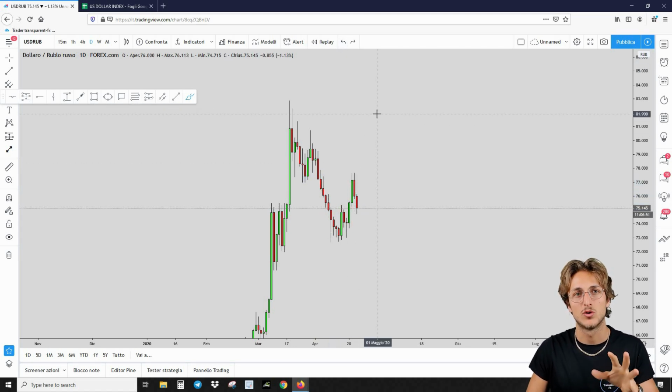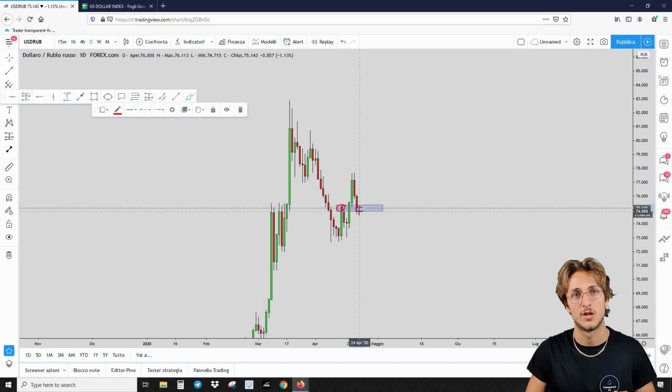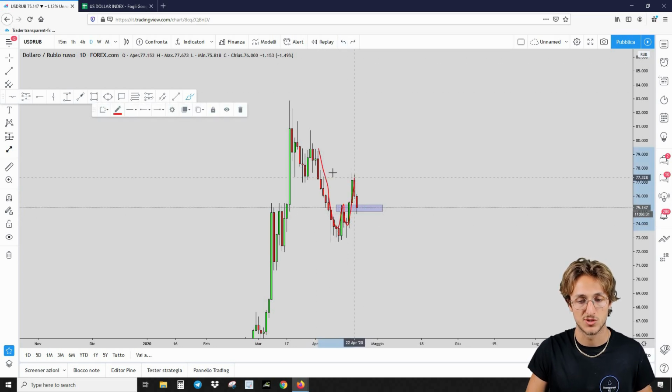But let's speak about where the market is at the moment. Now, from a technical perspective, clearly from the daily time frame, the market is at the exact previous resistance, now support, aka the completion zone of the W formation. This W formation here that we just spoke about.